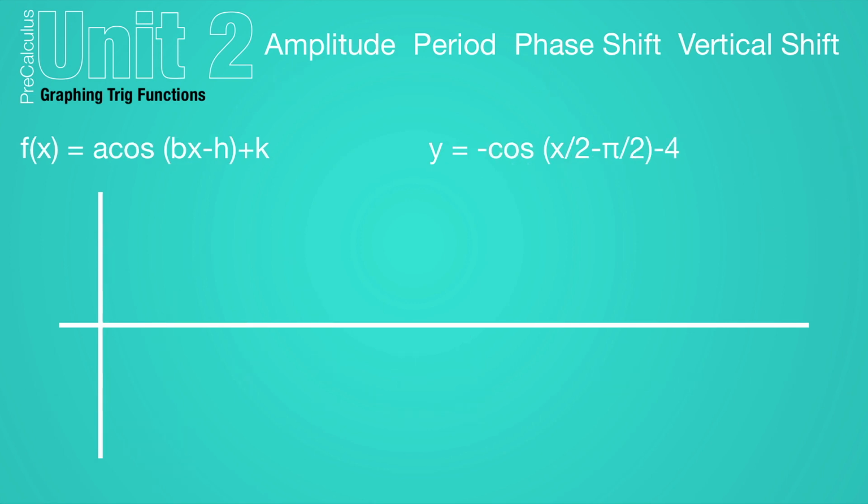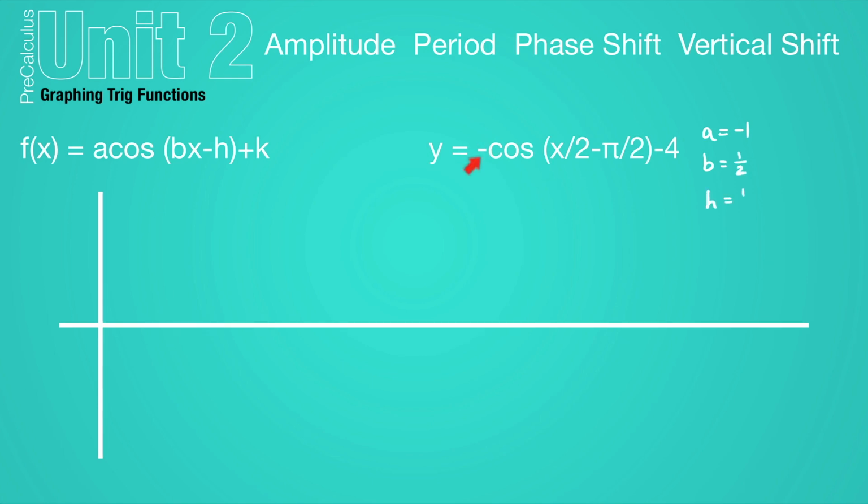We're now going to look at a cosine function with a few fractional values and a reflection over the x-axis. We can see that reflection indicated right here by the negative sign. So let's do the first things first. We're going to write down a, b, h, and k.